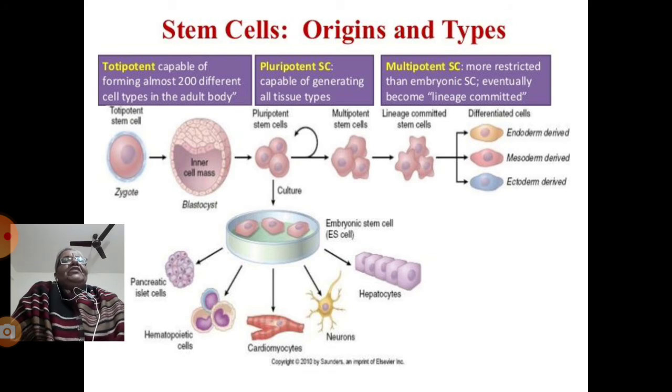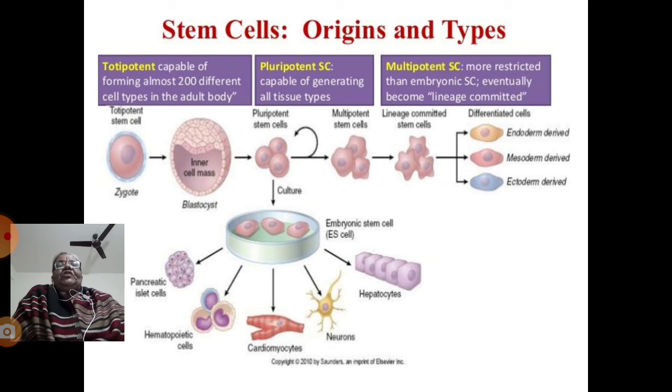Then multipotential, they have restricted potencies when compared to embryonic stem cells. They become particular types of cells, and they become lineage committed, like either giving rise to endodermal cells or mesodermal cells or ectodermal cells, like that. So originally you find 3 types: totipotent, pluripotent, and multipotent stem cells.